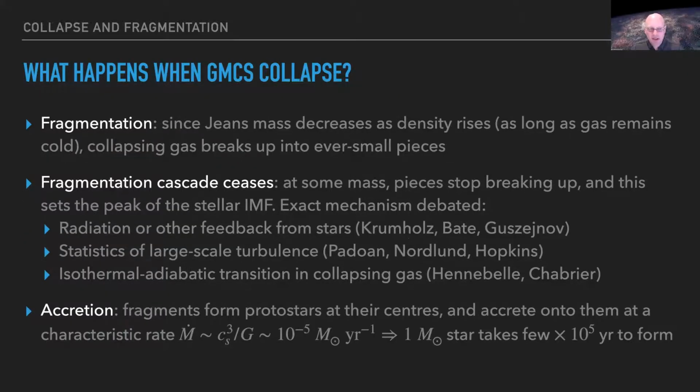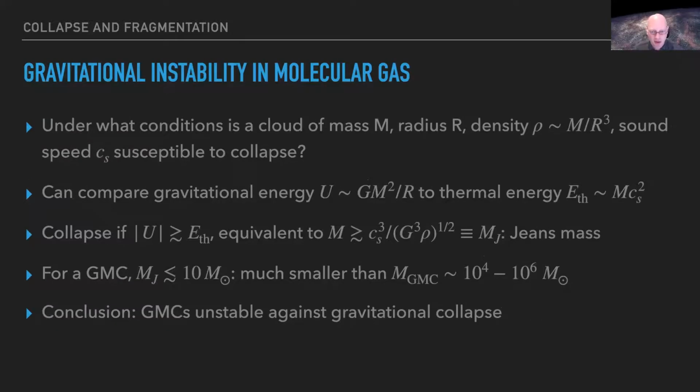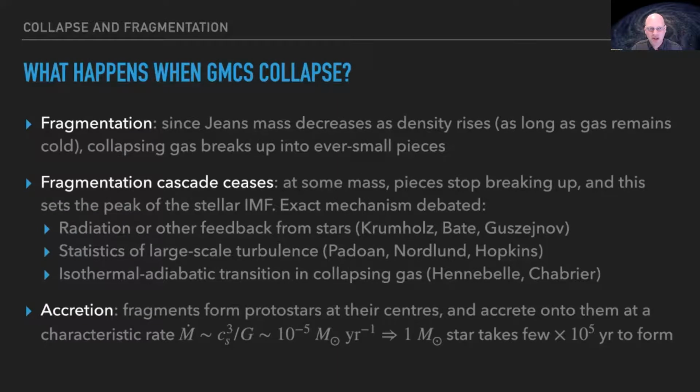So what happens when GMCs start to collapse? Well, since the Jeans mass decreases as the density rises, as long as the gas remains cold, all right, that's what you see here. The Jeans mass goes like sound speed cubed, but one over the square root of density. So if the density goes up, the Jeans mass goes down. Well, that means as the gas compresses, the Jeans mass gets smaller and smaller and smaller. So that means the gas tends to fragment into smaller and smaller pieces. There's a cascade of the gas breaking up into smaller and smaller pieces. But at some point, this has to stop.